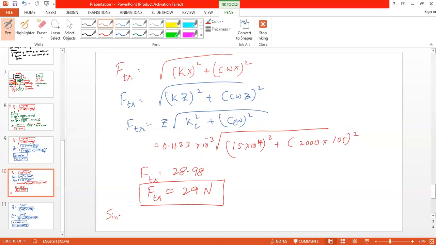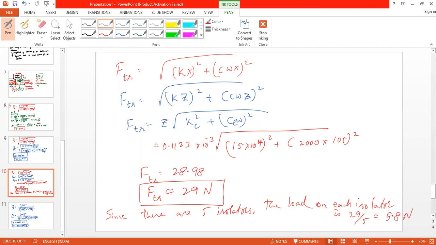Since there are 5 isolators, the load on each isolator is 29 by 5. So that is 5.8 Newton.